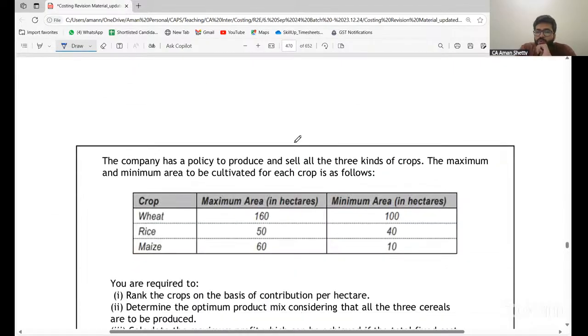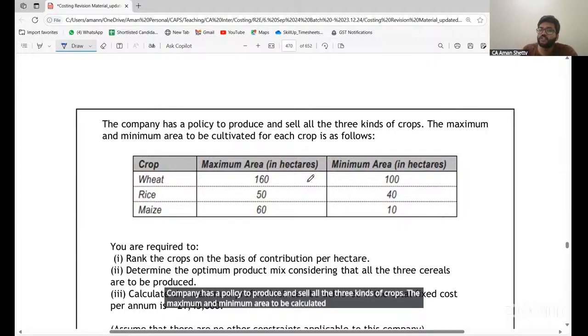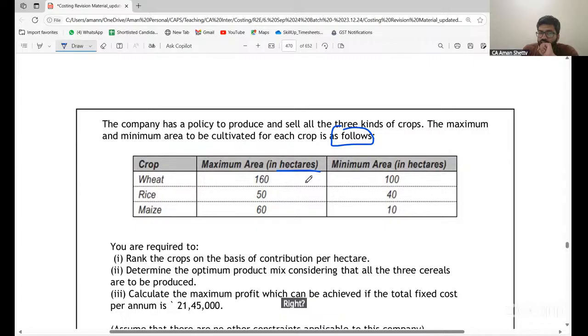Company has a policy to produce and sell all the three kinds of crops. The maximum and minimum area to be cultivated for each crop is as follows. Maximum area in hectares for wheat, rice, and maize is 160, 50 and 60. Minimum area is 100, 40, and 10. Did you all understand?